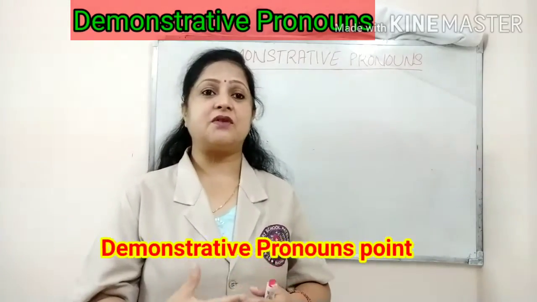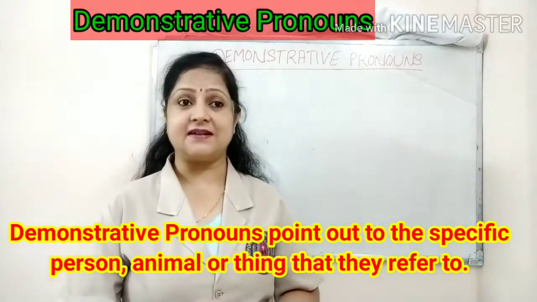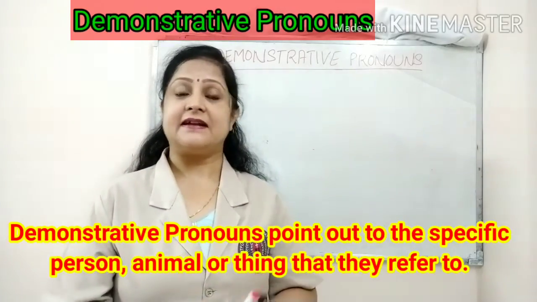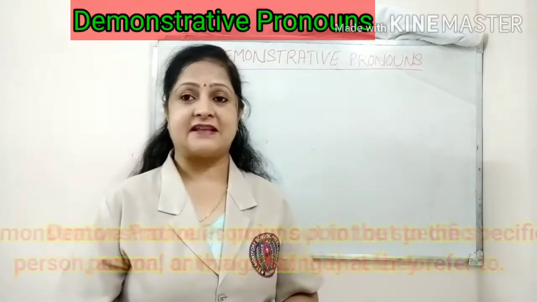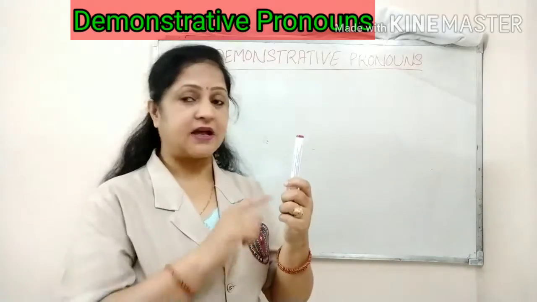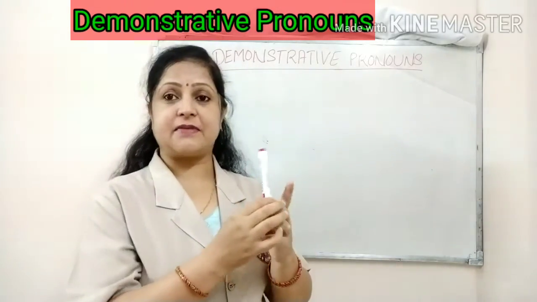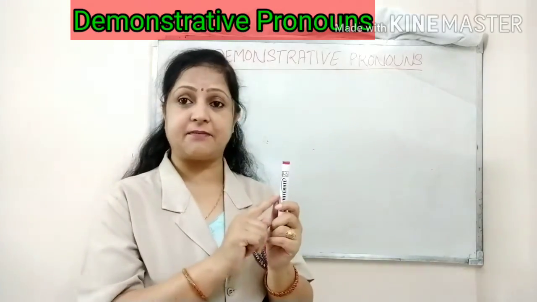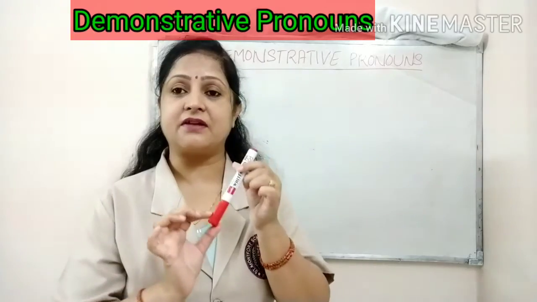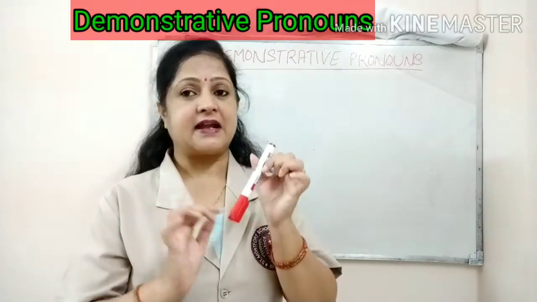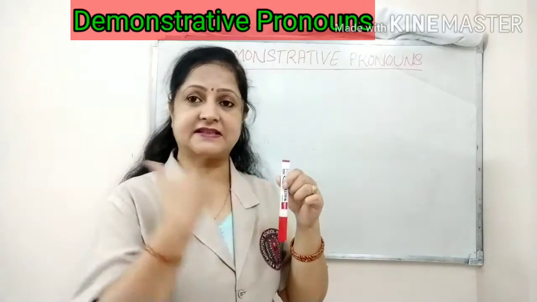So demonstrative pronouns are used to point out the specific person, animal or thing that they refer to. Okay. Just like I am giving one example here. This is my pen. I am just talking about this pen, and as the pen is in my hand, that's why I am saying this is my pen. I am not talking about any other pen here. I am talking about particularly this pen. That means this pen belongs to me. I am pointing out towards this pen only.